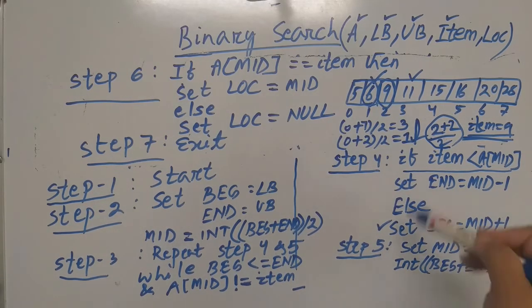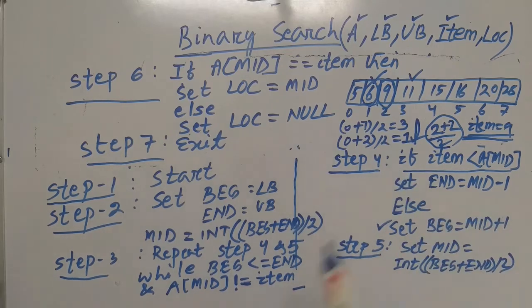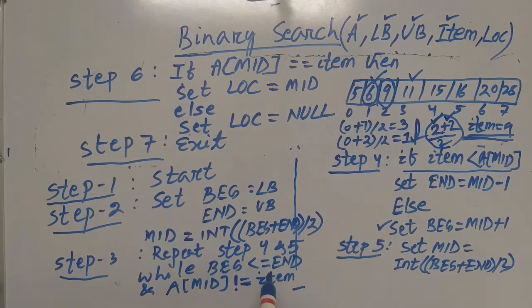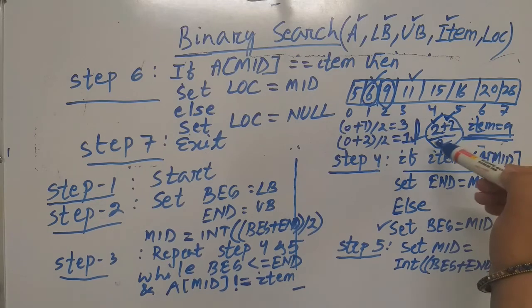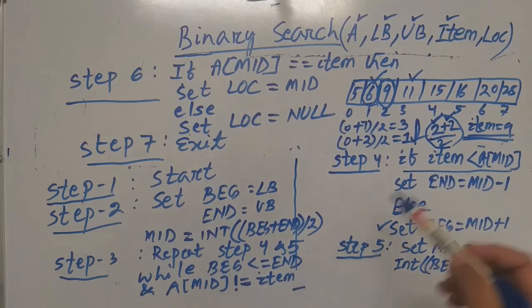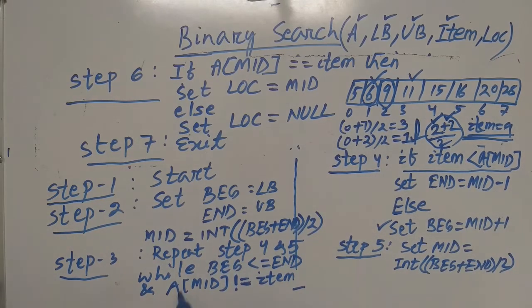And how many times do we repeat this process? Look at this. In step 3, repeat steps 4 and 5 while begin is less than or equal to end. Here, begin and end are both equal, so we stop our algorithm here. After that, begin becomes greater than end, so we stop, and a mid is not equal to that item. So both conditions are satisfied.